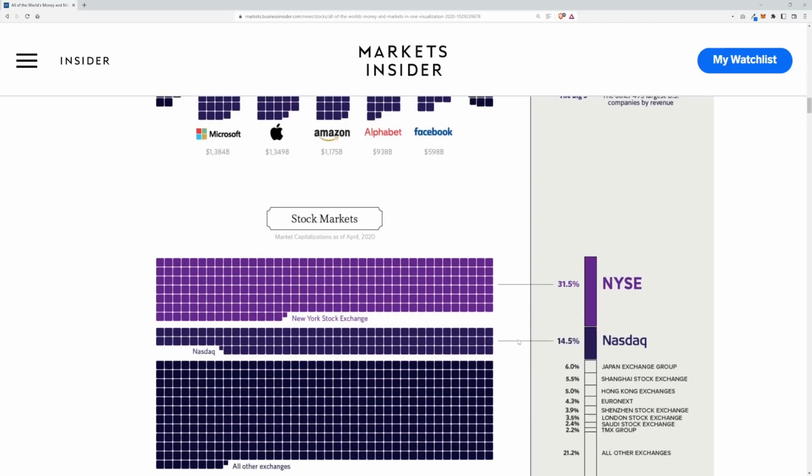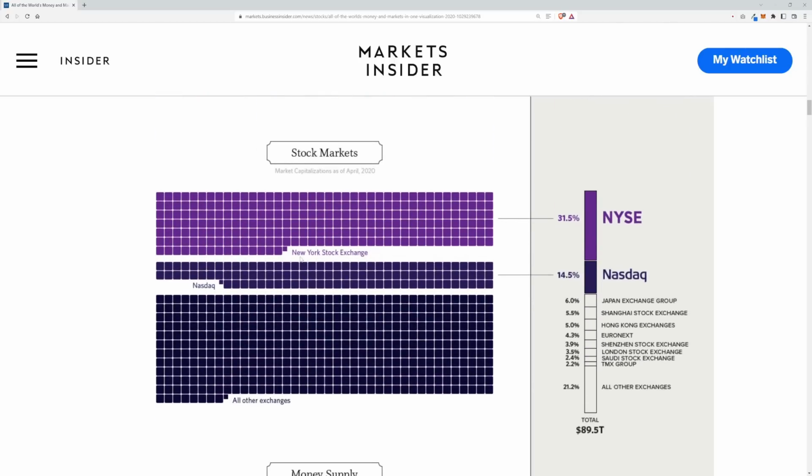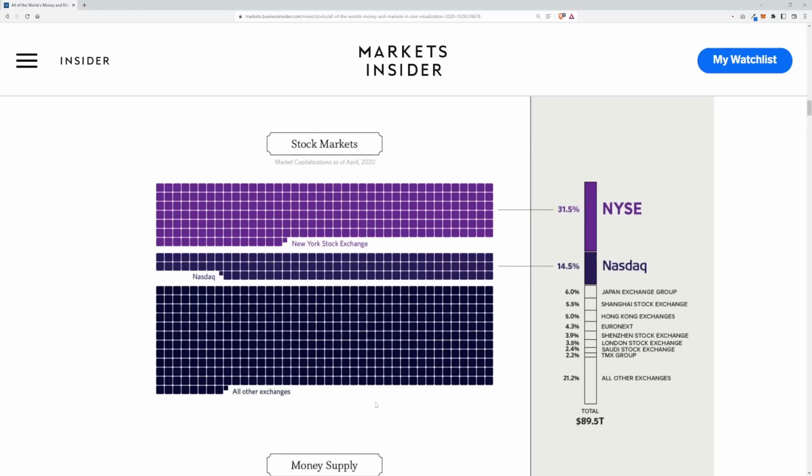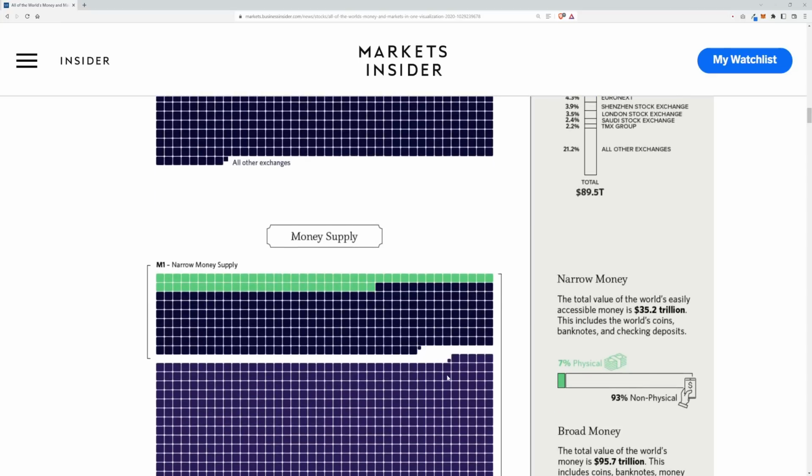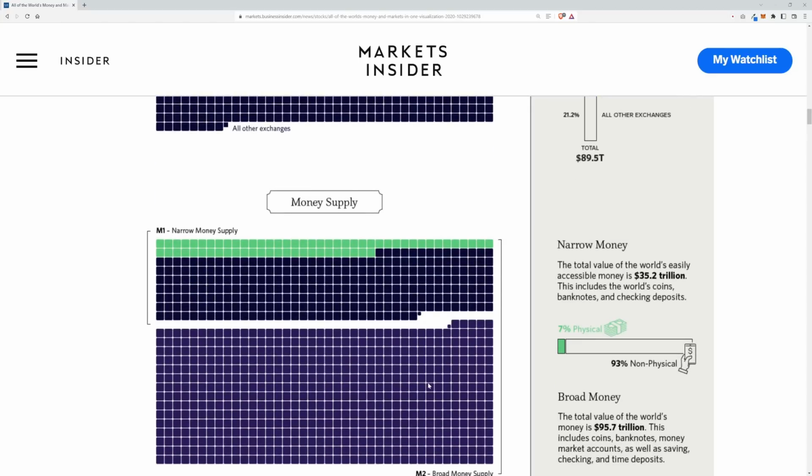Now, stock markets. So here we have the New York Stock Exchange, and we got a significant trillions of dollars in the New York Stock Exchange. In the NASDAQ, of course, multiple trillions, and multiple trillions in all other exchanges. So that would be all the exchanges around the world in China, Japan, Canada, Australia, UK, all the rest. And they're estimating that to be somewhere in the neighborhood of $89.5 trillion. Now, these are staggering amounts, guys, but that's what the estimated value is.